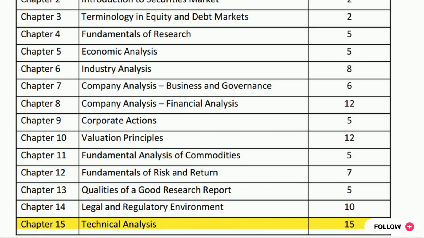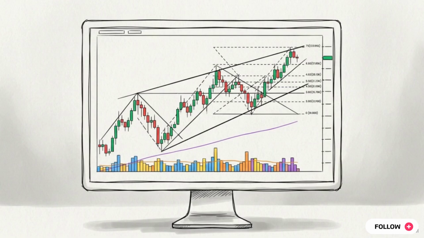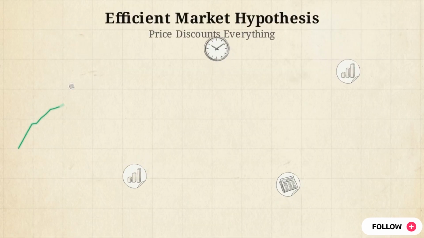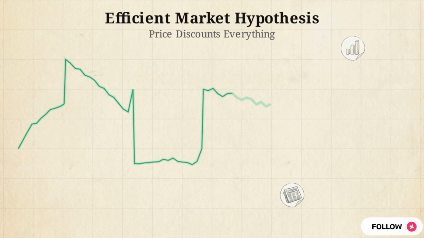Look at the bottom row of this syllabus outline. Chapter 15, Technical Analysis, commands 15 marks on the NISM Research Analyst exam. Most of the curriculum focuses on fundamental analysis, which builds financial models to estimate a company's intrinsic value. Technical analysis operates on an entirely different premise. Its foundation rests on the efficient market hypothesis. This is the idea that current asset prices instantly reflect all available information.